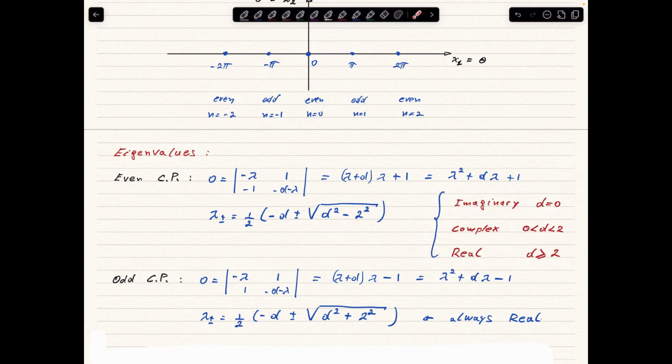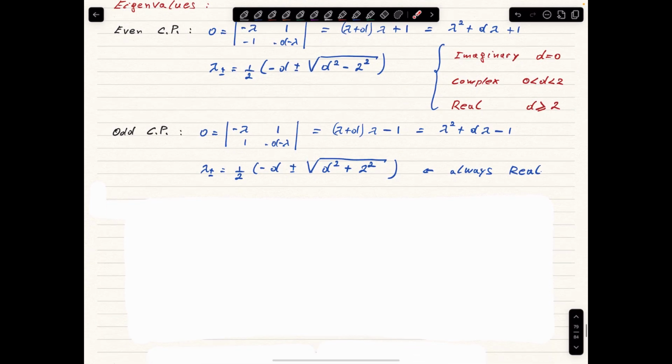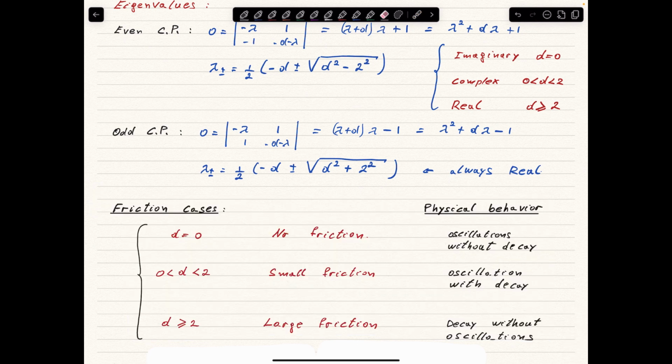If d is 0, the roots are pure imaginary. If d is smaller than 2, this is negative, and the roots are complex. And if d is bigger than 2, this term wins over that, then the roots are actually real. So depending on the relation between d and the number 2, we have different behaviors for the solutions of the nonlinear pendulum. So that leads us to the following friction cases.